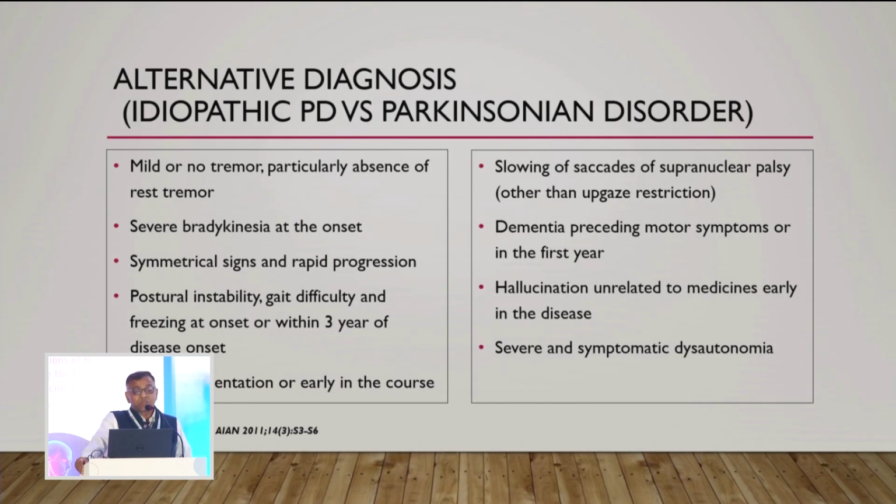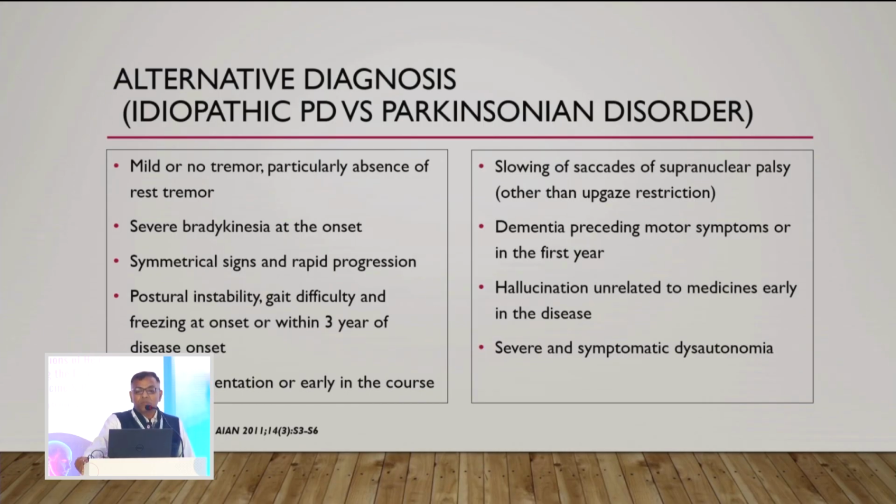Severe symmetrical signs and rapid progression, again not a sign of Parkinson's, but of a Parkinsonian disorder. Postural instability, gait difficulty and freezing at onset or within 3 years of onset, again you have to think about something else, not Parkinson's disease. And falls at presentation, which you will find probably in Lewy body dementia, corticobasal syndrome, PSP, but not Parkinson's disease. And then there are slowing of saccades and supranuclear palsy, which would be there in PSP, other than in the normal elderly population, where 15% would have up-gaze restriction.